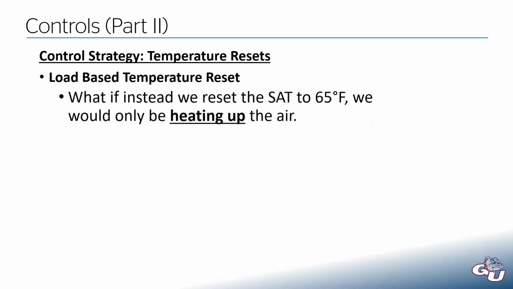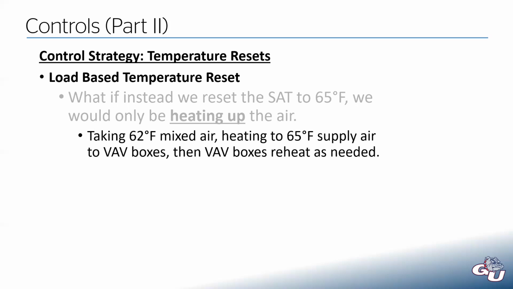So what if instead we reset that supply air to 65 degrees? Now we would only be heating up the air. We'd be taking 62 degree mixed air, heating up to 65, and then that goes to the VAV boxes, and then those finish out the reheat. So now we've taken away the simultaneous heating and cooling, where the systems would be fighting against each other, to now we are strictly heating the air from 62 to 65, and then whatever's needed at each space.